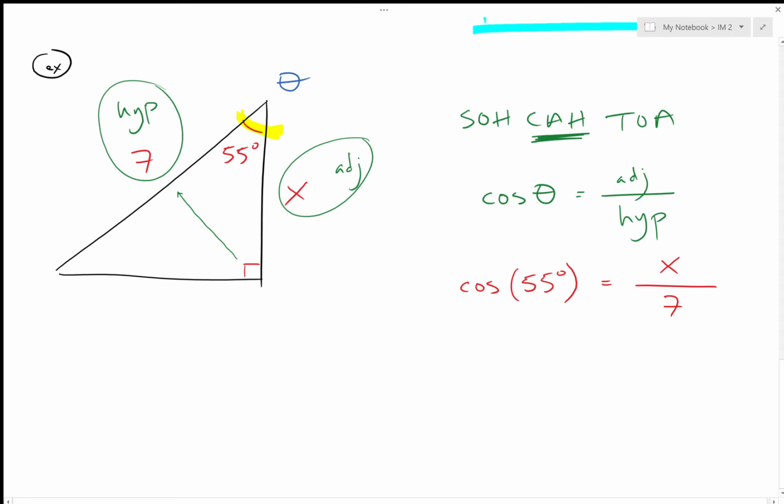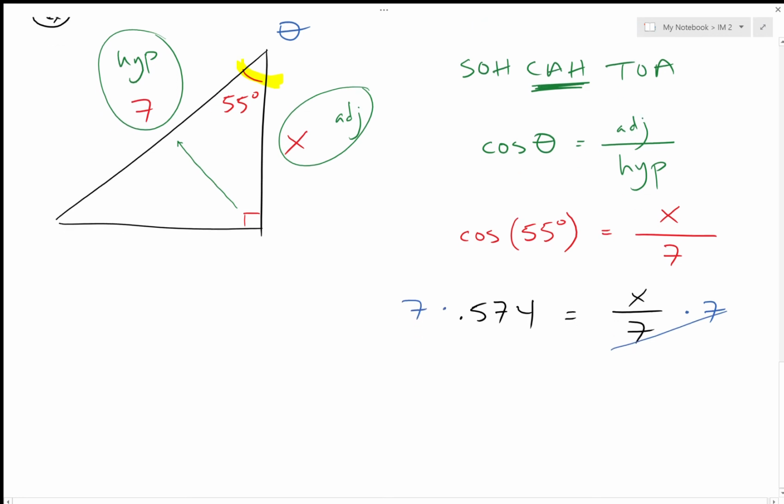And look, we can do that cosine 55 again on the calculator. Cosine 55 gives me a 0.574 equals x over 7. And then a 7 on the bottom, we can get rid of that by multiplying. But what I do to one side, do the other.